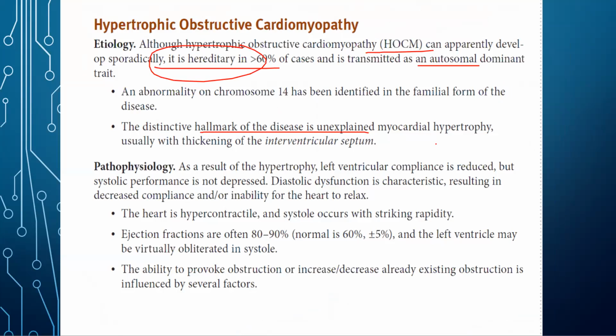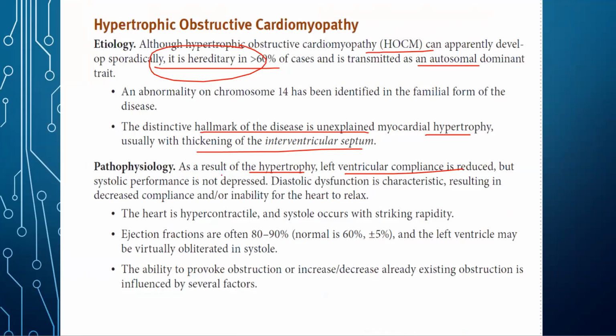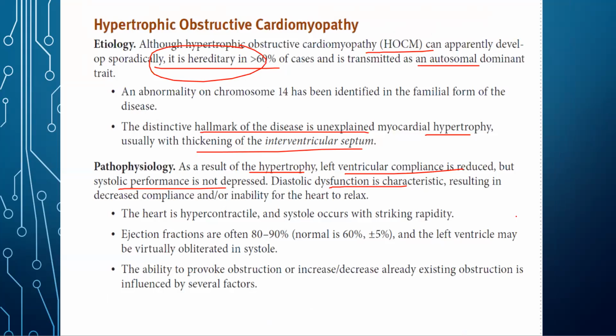The main hallmark of the disease is myocardial hypertrophy causing thickening of the interventricular septum. As a result of the hypertrophy, the ventricular compliance is reduced. That means there is not too much space for the blood to be in this left ventricle. Systolic performance is fine. Diastolic dysfunction will be the main problem. Obviously, you understand that if there is not too much space for the blood, there will not be enough blood which will come into this left ventricle. And that is exactly what diastolic heart failure is.